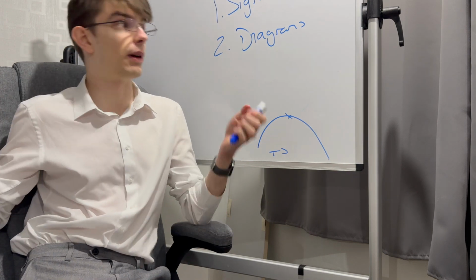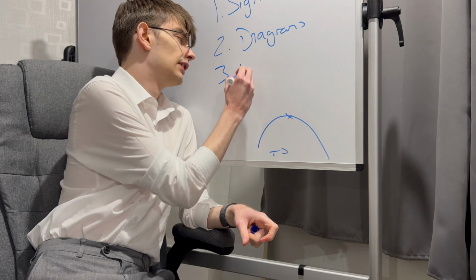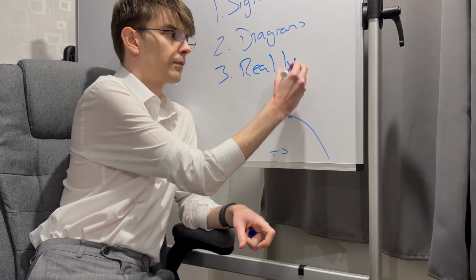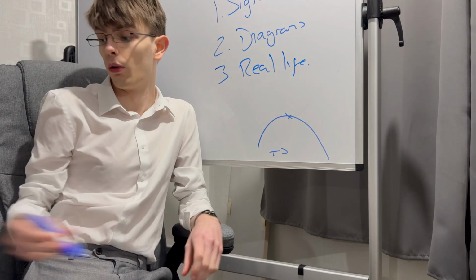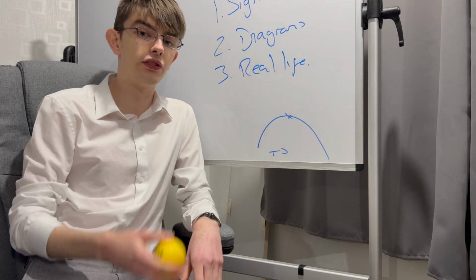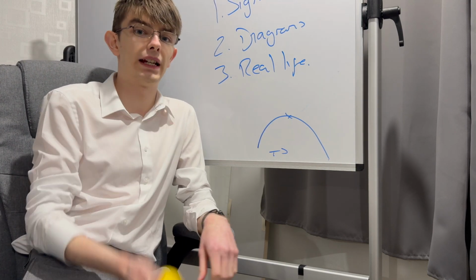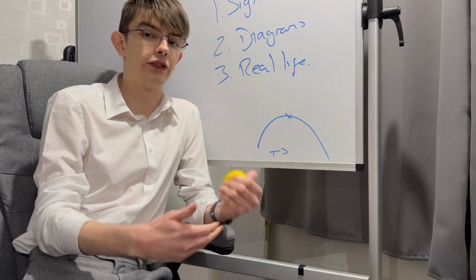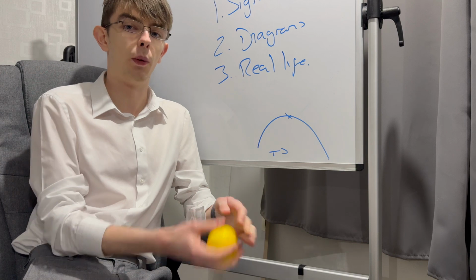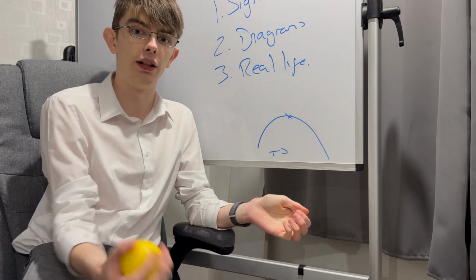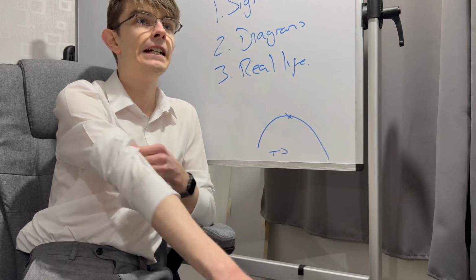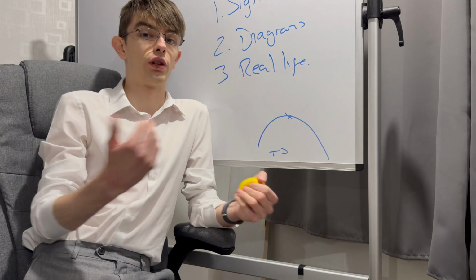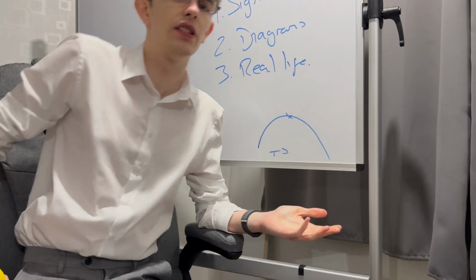And this kind of leads on to my third point, which is, I'm just going to put real life. The reason I'm putting real life is because the one positive about mechanics is it is real. Everything that you're doing in mechanics, you can visualize in real life. The way that a ball falls out of the air, right? Or the way a car moves. Not only is this beneficial for drawing diagrams, it's also beneficial when we're getting our answers.